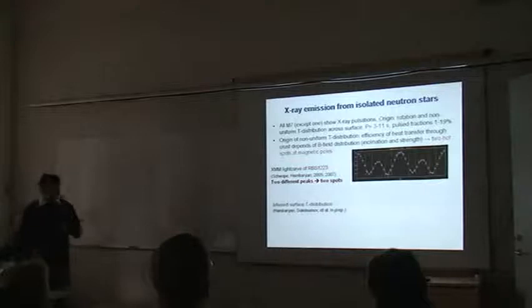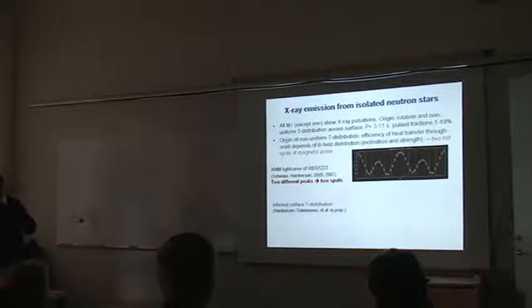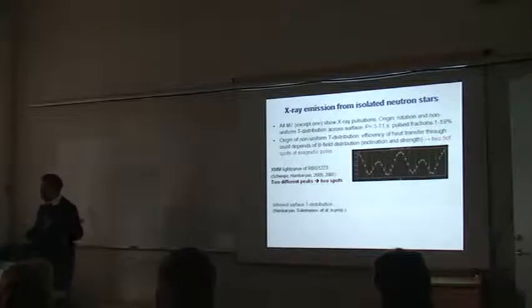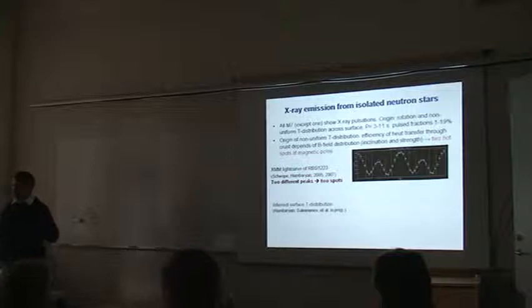All of these isolated neutron stars have a significant pulsed fraction, from 1% up to 20%, so there is a change of brightness. The most interesting case is RBS 1223, because there are two maxima in the light curve, which correspond to poles on the neutron star surface. That's an interpretation, of course, and these poles can have different temperatures and different sizes on the neutron star surface.